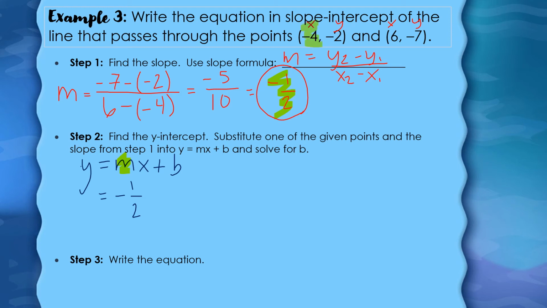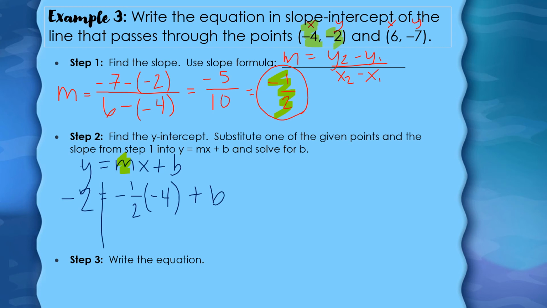That means that x is -4. So I can substitute -4 in for x. And then I know that my y value is -2. So I can substitute in for y -2. I don't know the value of b, that's what I'm trying to find, so plus b, and now I can solve this since it's just a one variable equation.